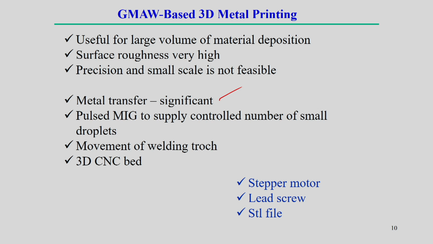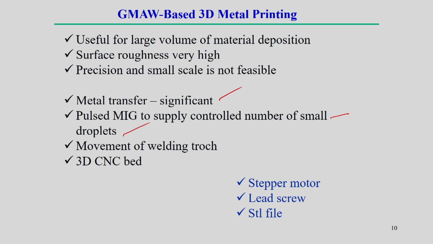So, pulse MIG supplies a controlled number of small droplets. In that case, as compared to the continuous mode, it is easier to control the metal transfer. Therefore, in that sense, the pulse mode of GMAW is probably more preferable as compared to the continuous mode of metal transfer with a continuous current supply in the gas metal arc welding process.